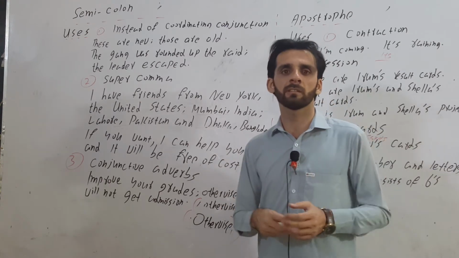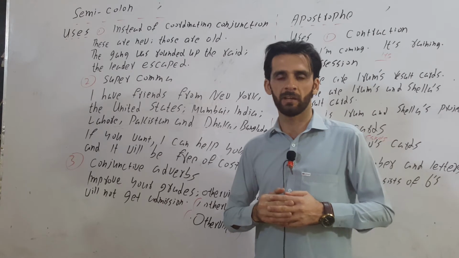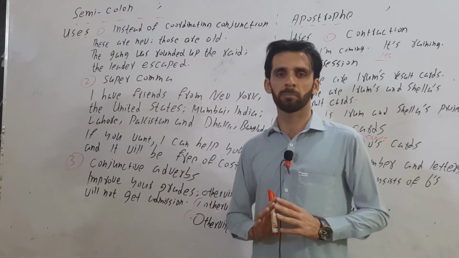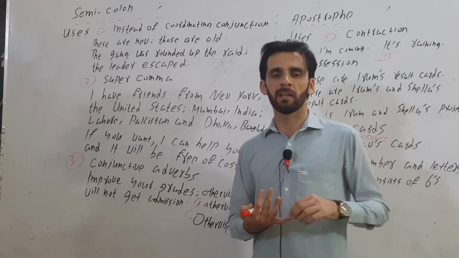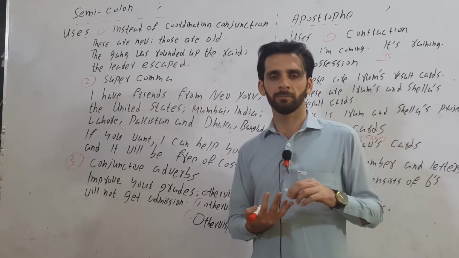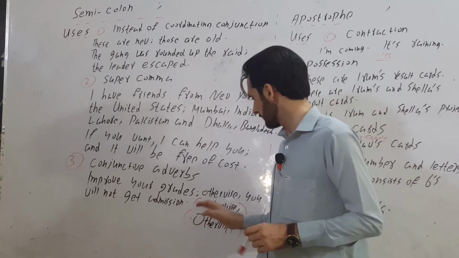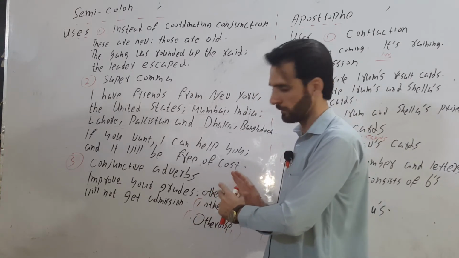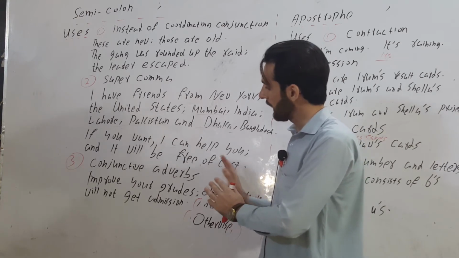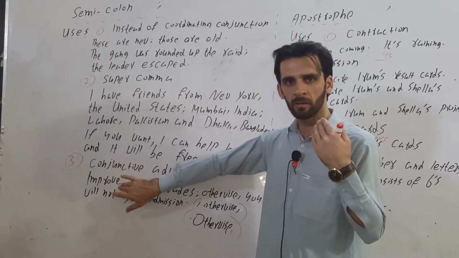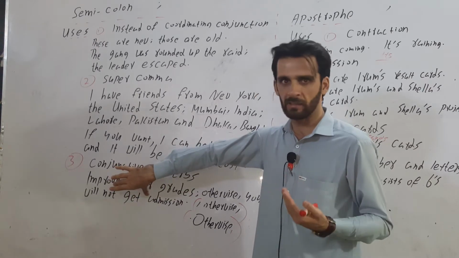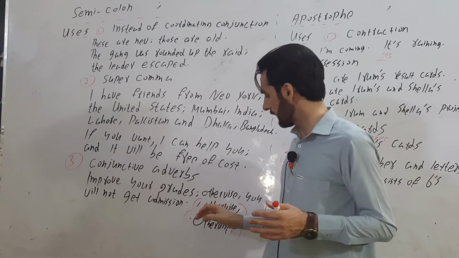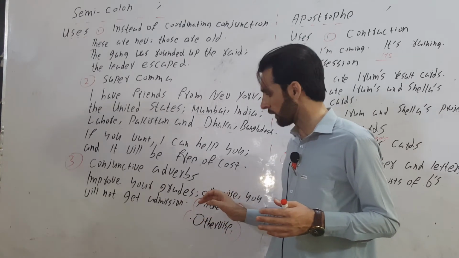The next use is before conjunctive adverbs. Conjunctive adverbs are words which perform two functions, that of adverb and conjunction. You can see here otherwise. Otherwise is linking two clauses, so it is performing the function of a conjunction, and it is also modifying the fact in this statement. It is therefore performing the function of an adverb. This is a conjunctive adverb.